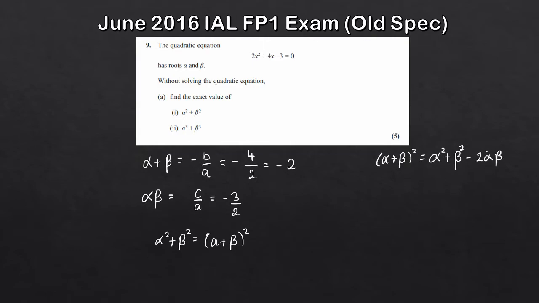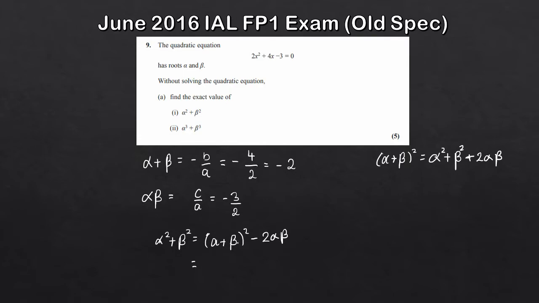Okay, this is a problem. We don't want this. We just want alpha squared plus beta squared, like the question asks for. So in that case, sorry, that should be plus 2 alpha beta. So in that case, we need to subtract it. So that's where my minus is coming from, because we don't want that included. So we subtract 2 lots of alpha beta.